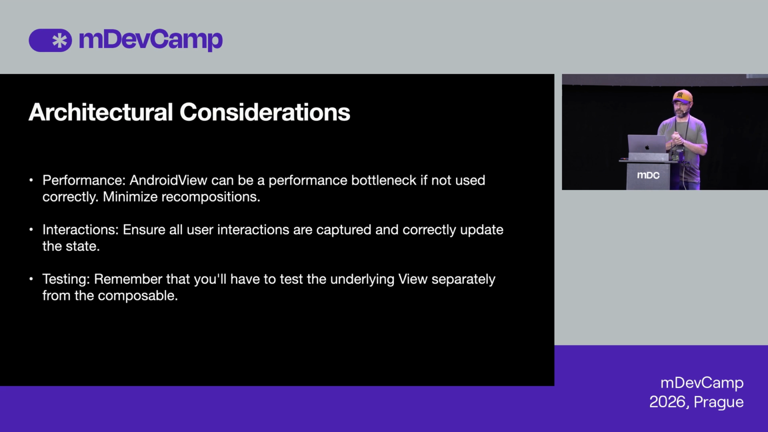Some architectural considerations. Performance: Android view can be a performance bottleneck. It's very easy to make mistakes with recomposition, so you need to be careful about how you're doing it. As you know, in Compose, if you are not minimizing recompositions, it can become a problem at some point. You need to make sure that you're capturing all the user interactions. So go through the previous API and see the old way, maybe writing in notes, what are the things that you need to map into the composable, and you need to test the underlying view separately from the composable. There are two different things. Compose is not going to replace any test that might be happening on the view.